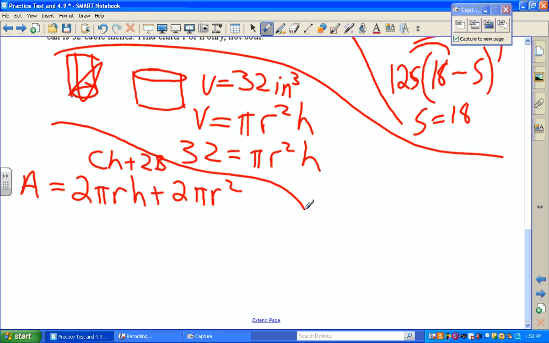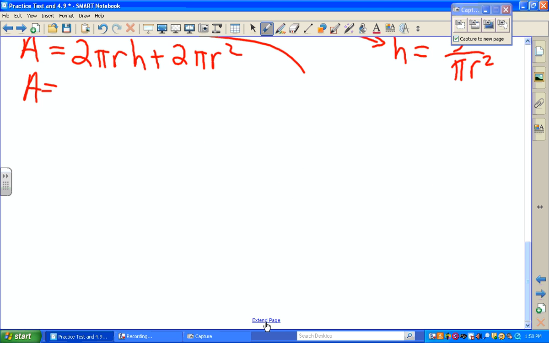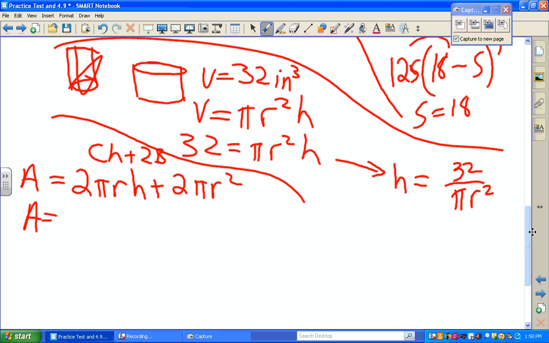Okay. So, now which one do you want to solve for? H or R? Or would it be easier to solve for? Do you want to substitute H in this equation or R? I'm going to set it equal to it. Set this equal to H. All right. So h equals 32 divided by pi r squared. So far so good? A equals 2 pi r times 32.